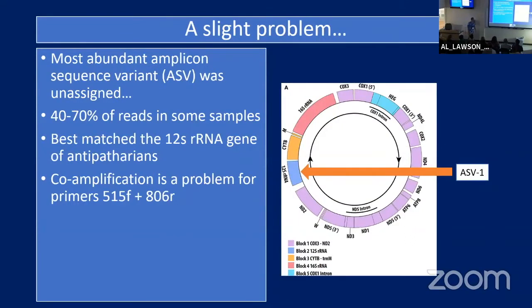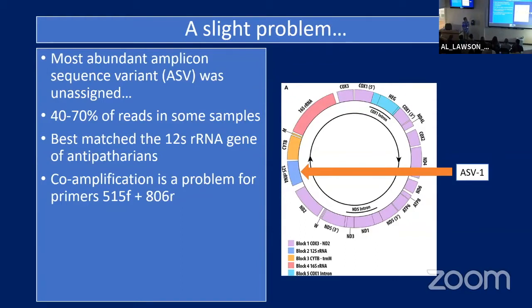So when I got my sequencing data back, I was really excited. I put it all into QIIME 2, got my initial data out and plotted some very basic plots, and kind of got a shock. I found that 40 to 70% of my reads in some samples were unassigned, which was not a great thing to see in your preliminary data.